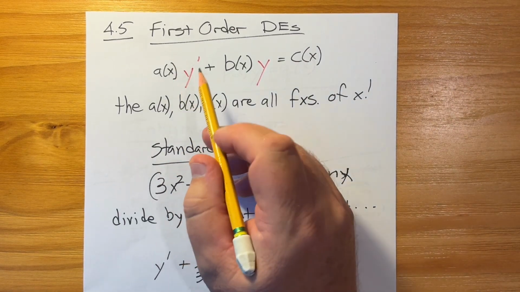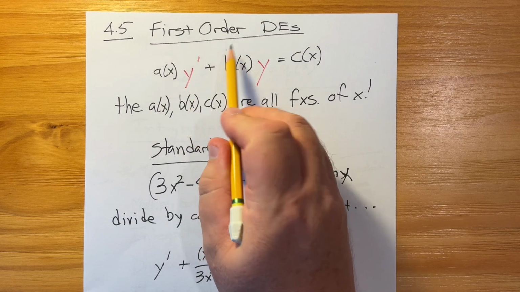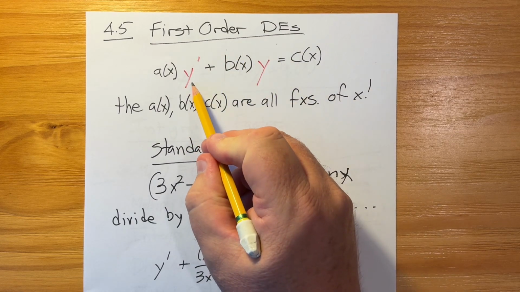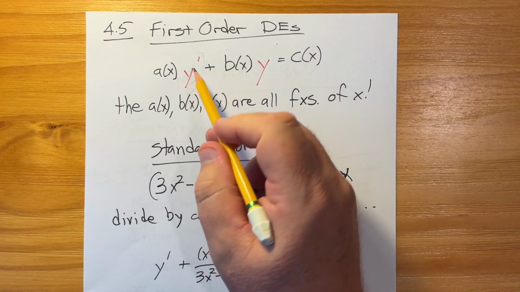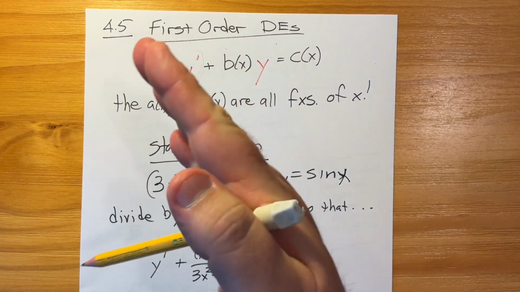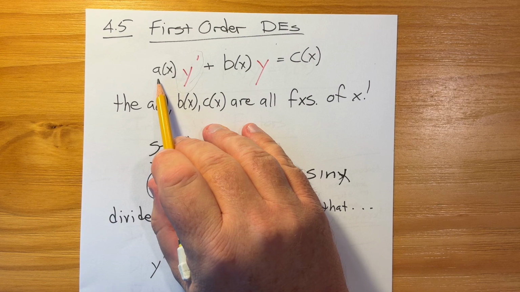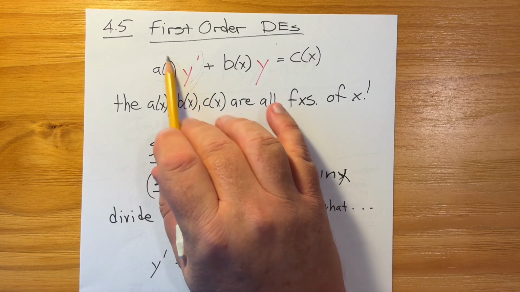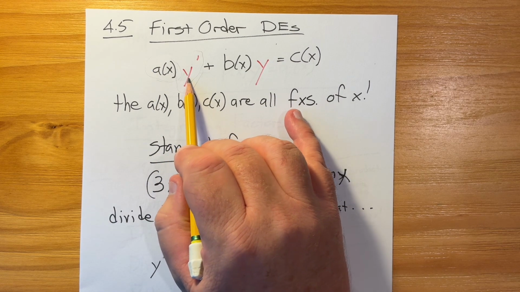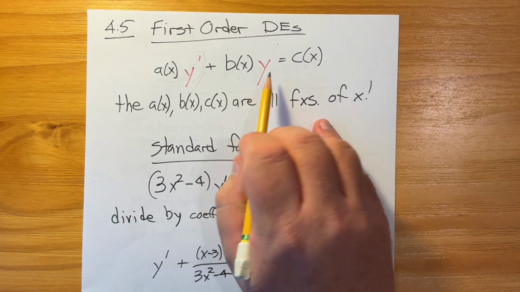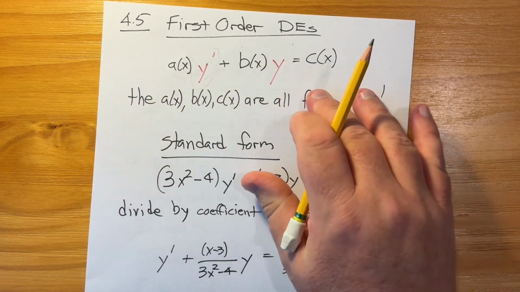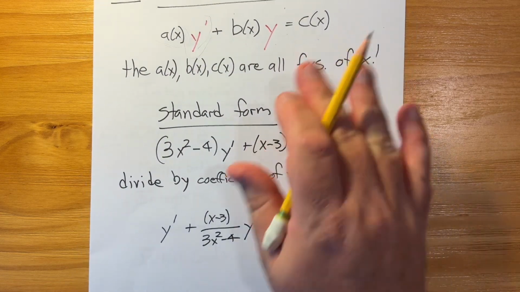what we have is a first order differential equation. Remember, you have to have only y prime. We don't have y double prime or triple prime. It's got to be just a first order equation. And then we have some kind of function of x times the y prime plus another function times y equals a function of x. So it's this general scheme here.